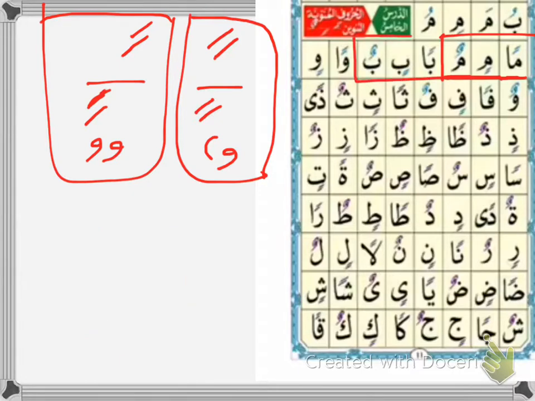Next, we have ba. The name of the letter is ba. We say با فتحتين بن، با كسرتين بن، با ضمتين بن. Again, this is how we write, like, let's take the kasra, ba kasra, added to the noon will be bin.